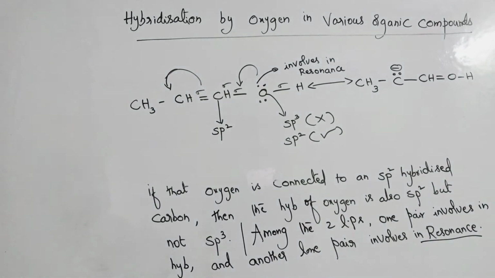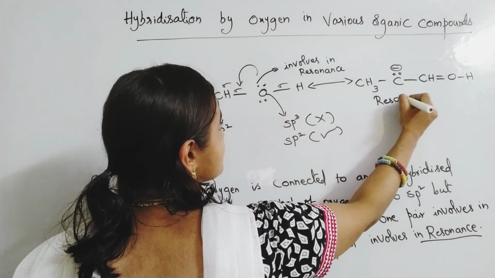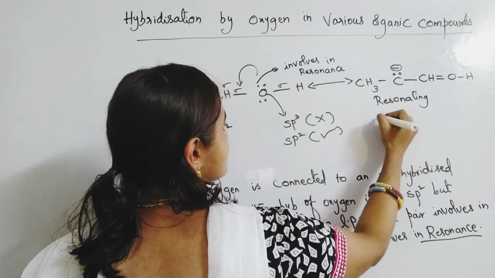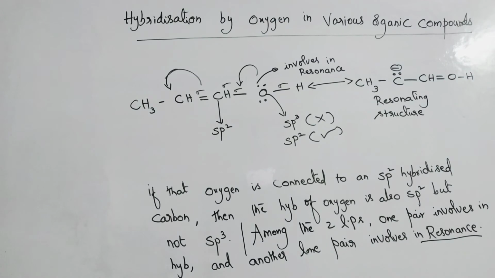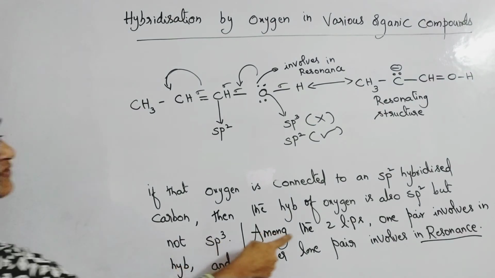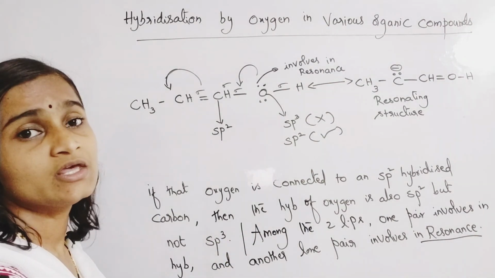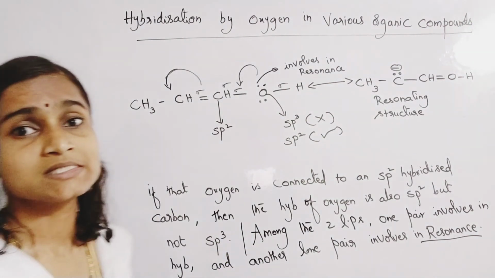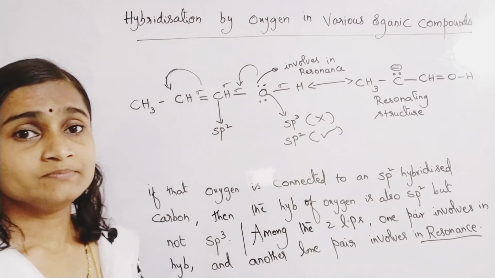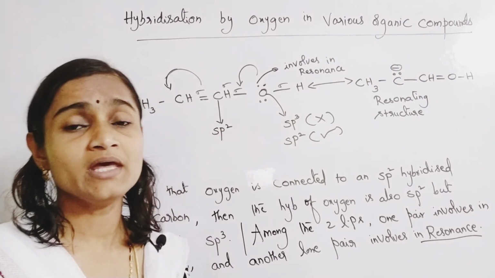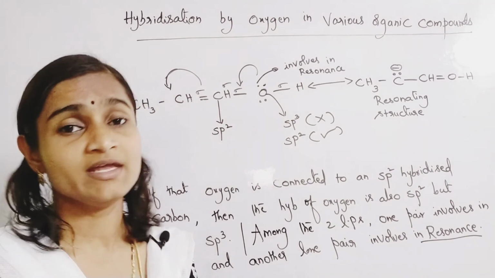That will be called the resonating structure of this particular structure, and resonance gives you more stability for that compound. This point you have to remember very carefully. In objective questions, in most of the competitive questions, you will be getting this kind of examples, where especially this note point has to be kept in mind. So this is all about hybridizations exhibited by oxygen in various compounds.